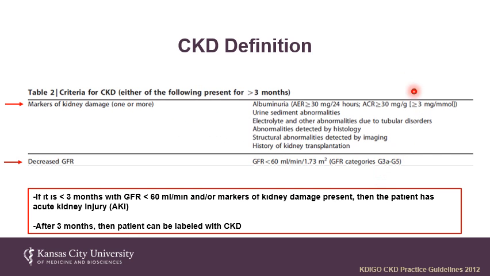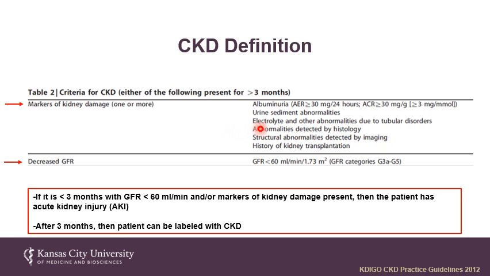How do you diagnose someone with CKD? Well, they have to have one of the following criteria present for greater than 3 months. So the first one is a marker of some sort of kidney damage. So that can be protein in the urine, predominantly albumin, or some sort of abnormal urinary sediment, so red cells, white cells in the urine, granular cast, things like that. They could have an electrolyte abnormality that you think is due to a tubular disorder, so maybe it's an RTA.